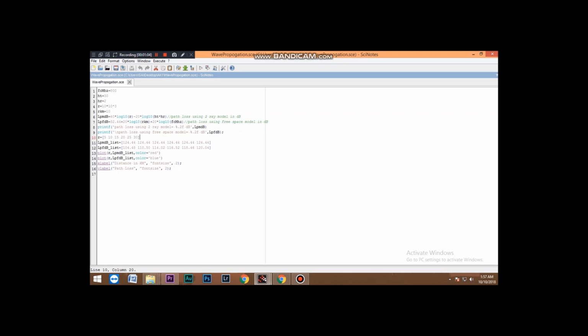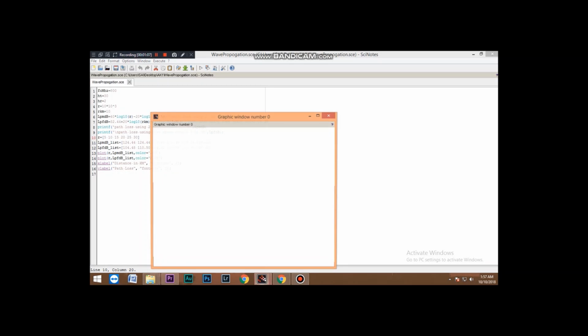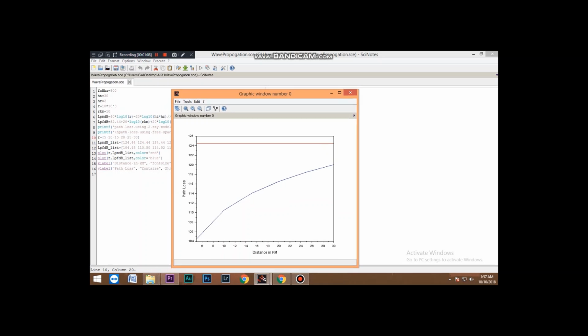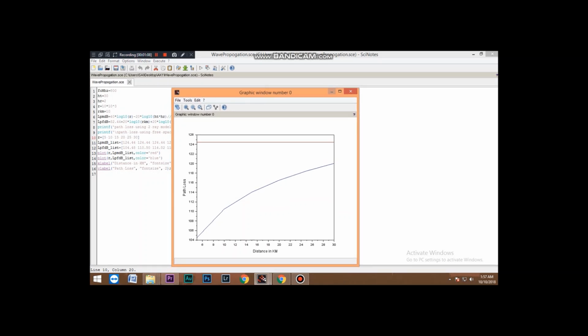Now we can see on the x-axis we have distance in kilometers. On the y-axis we have the path loss. Now we can observe that in the red graph, the path loss is independent of the distance, but in the second case, that is the blue graph, the path loss increases with the distance.